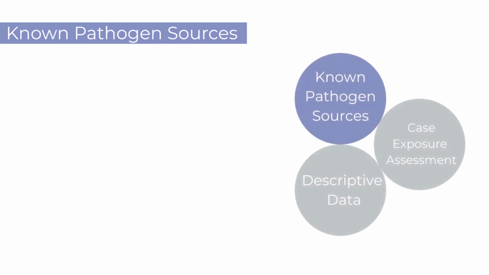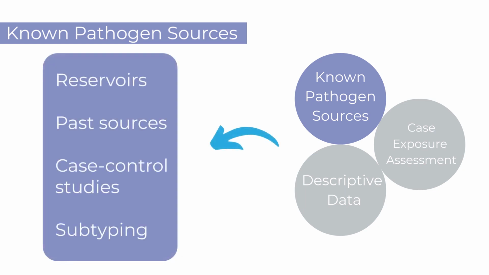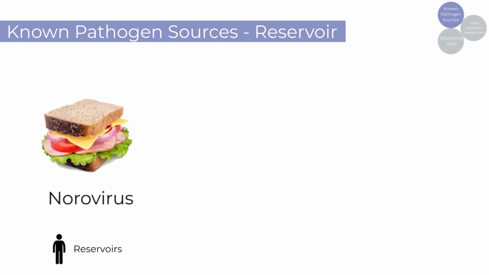The first is known sources of the pathogen causing illness, including reservoirs, sources implicated in past outbreaks, findings from case control studies of sporadic illnesses, and subtyping information. The reservoir of the infectious agent can indicate potential sources and contributing factors. Pathogens with a human reservoir, like norovirus or hepatitis A virus, are commonly associated with infected food handlers or ready-to-eat foods that have been contaminated with human feces.